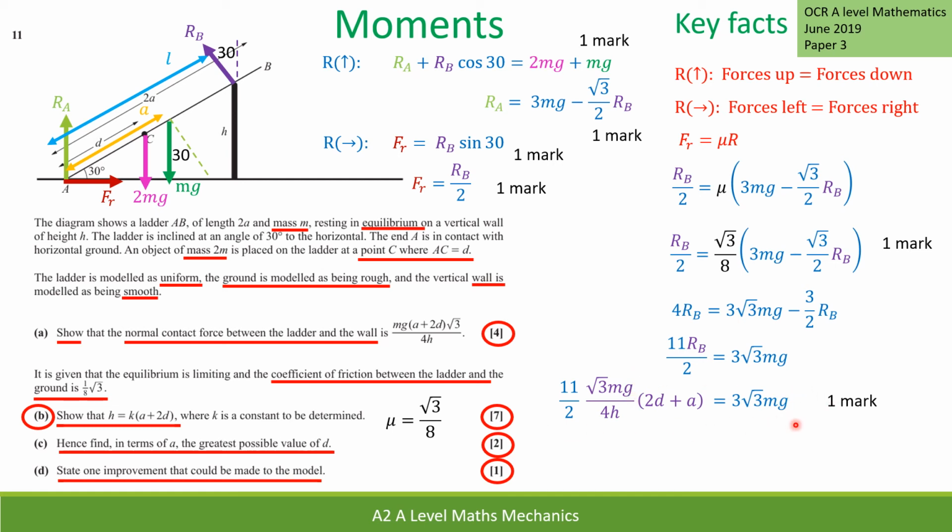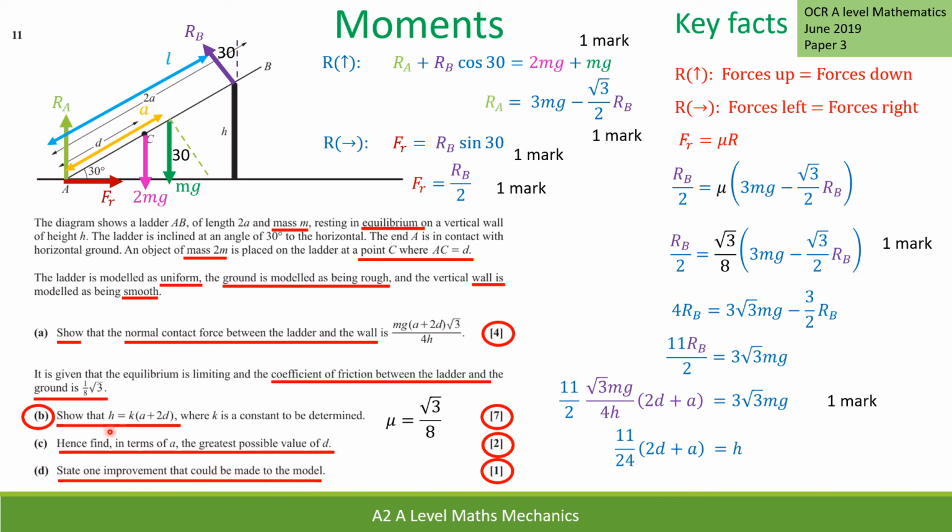So at this stage here, you've got another mark. We can do lots of cancelling here. You've got 11 in the numerator. You've got a 2 times by 4, which is 8. We're going to have to divide by this 3 on this side. So 8 times by 3 is 24. We want to get h on its own because the question says show h. So I'm going to multiply both sides by h. So that leaves me with h being 11 over 24 times by 2d plus a.